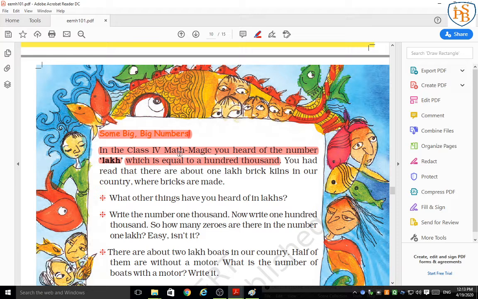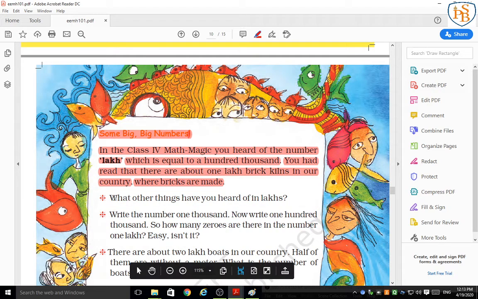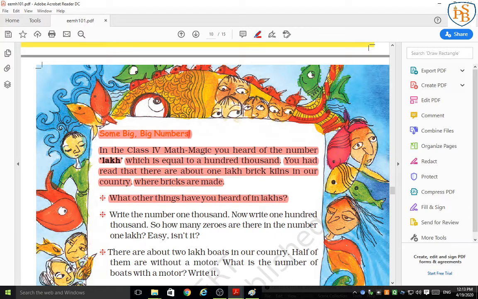Here we have one more word for lakh. Lakh is equal to 100,000. You had read that there are about 1 lakh brick kilns in our country, where bricks are made. Now regarding this word lakh, we have one question. What other things have you heard of in lakh? Students, have you heard the word lakh?